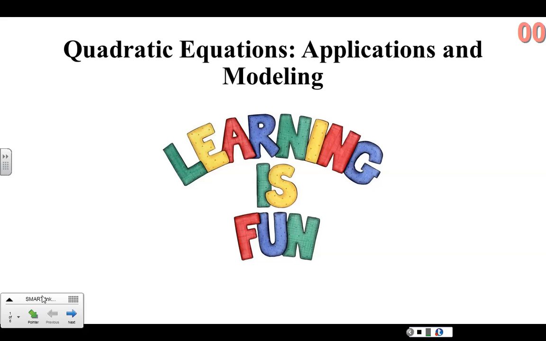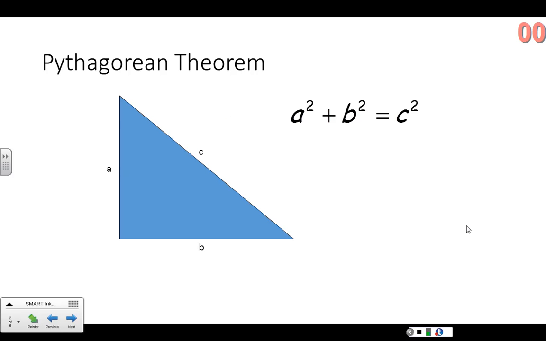Alright, in this video we're going to talk about applications and modeling using quadratic equations. This is just going to apply some of the methods we've already learned for solving quadratic equations. The first application we're going to talk about is from geometry and trigonometry, the Pythagorean theorem.